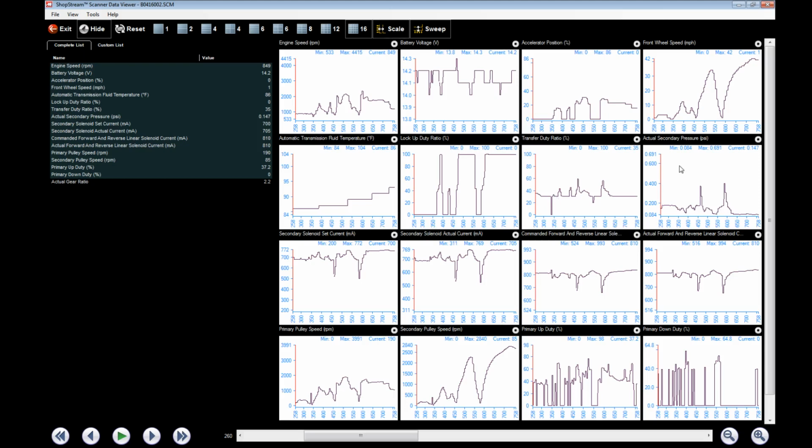So we're over here to actual secondary pressure, PSI. This one's a little confusing because it says 0.147. This is actually 147 PSI. Click over here, 0.369. That's actually 369 PSI. So the way they have it written is kind of strange on the data list, but just remember to remove the decimal point.